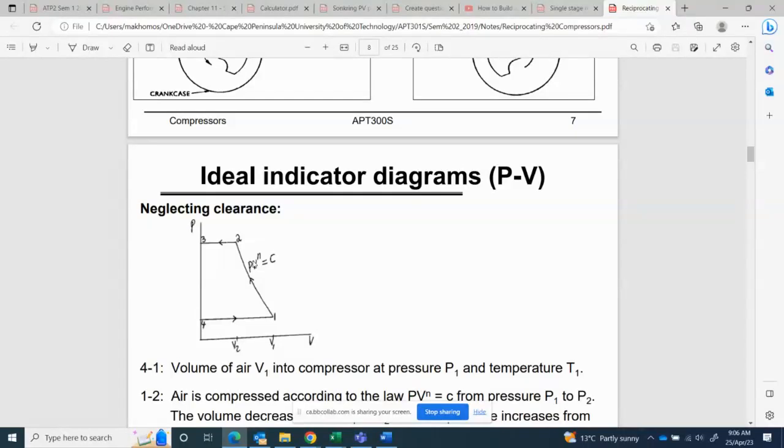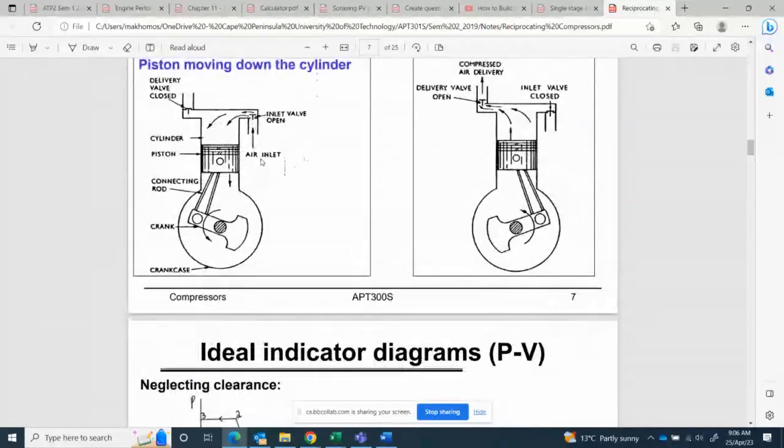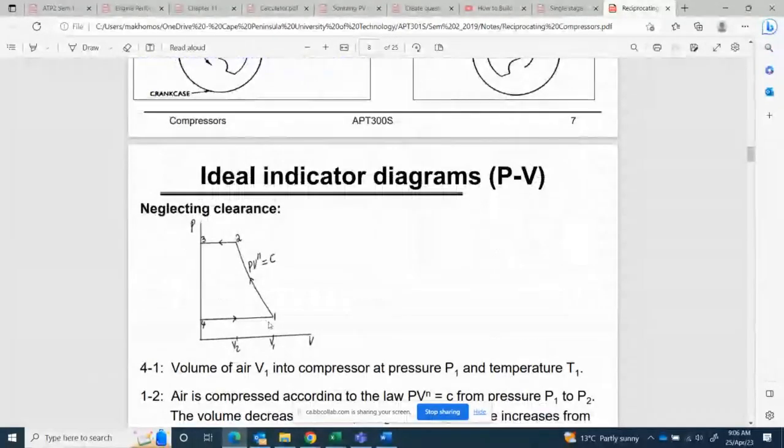Let's see what happens. At point number 1, the piston is at the bottom, it's at BDC. That is point number 1.